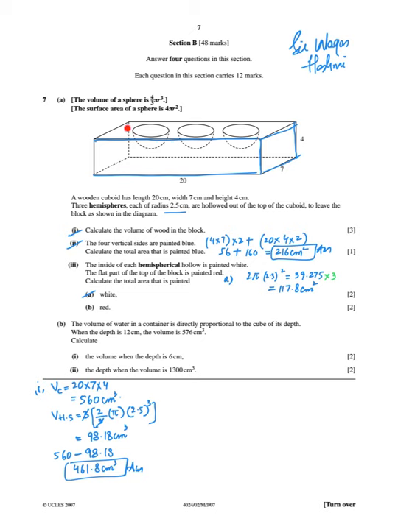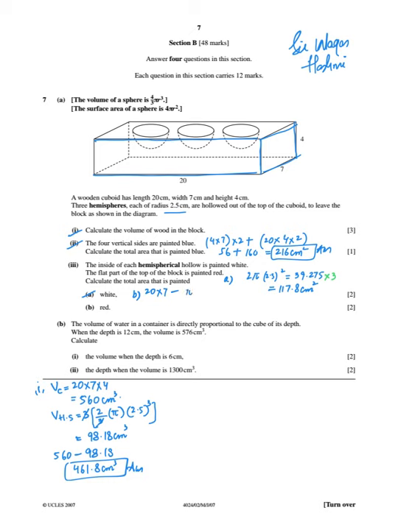Alright, and for the B part, it says the flat part of the top of the block is painted red. That means this one, right? So we need to find out the area of the rectangle, and then we need to subtract the area of 3 circles. So the area of the rectangle, that is part B here, right? The top area will be 20 by 7. And we need to subtract the area of these circles.